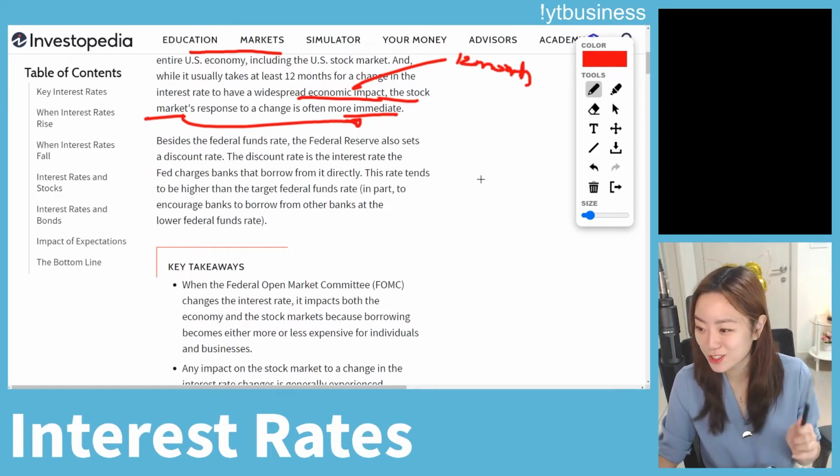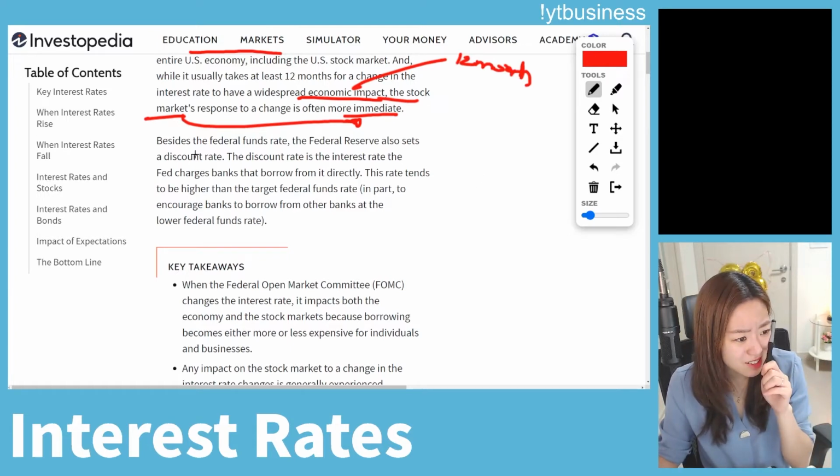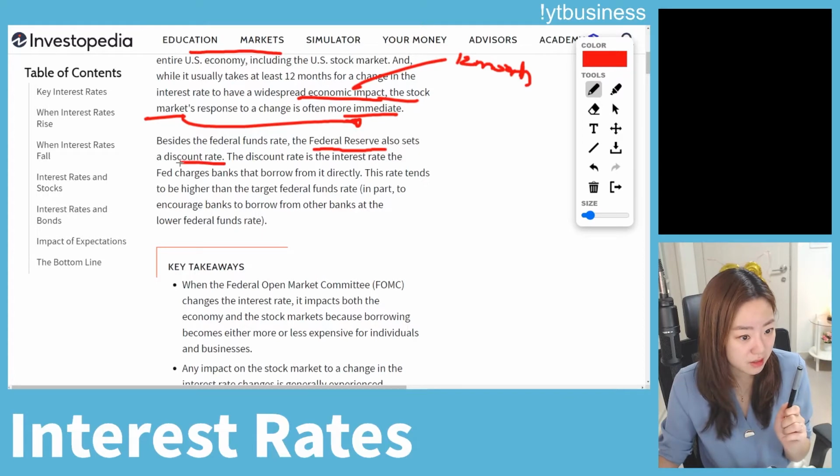Dude, this is a very good tongue twister. Why is this so hard? So they're saying that there's also a Federal Reserve discount rate, right?